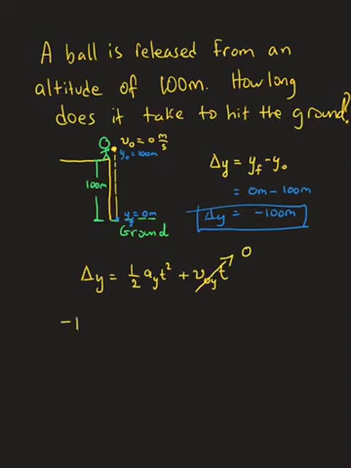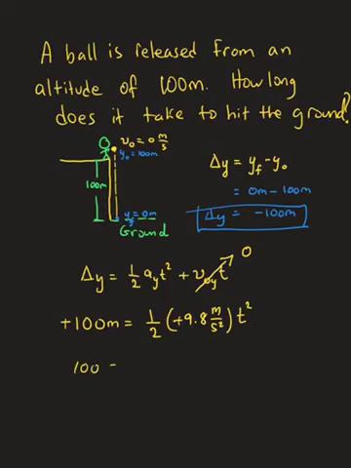Delta y is negative 100 meters, and that's equal to 1/2 the acceleration in the y direction. Since the only force acting on the ball is gravity, the acceleration in the y direction would just be the acceleration due to gravity on Earth, which is negative 9.8 meters per second squared, multiplied by time squared. So we have an equation with one variable, and we can solve for that variable, which is time. The negative signs you can cancel from both sides, that's just multiplying both sides by -1.